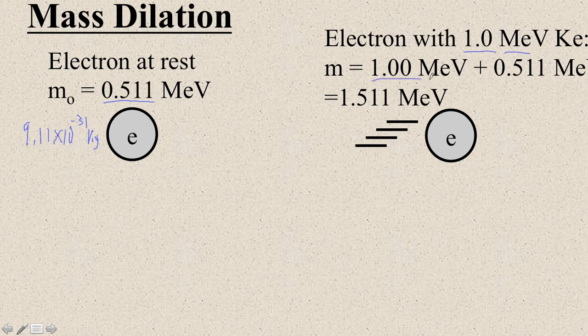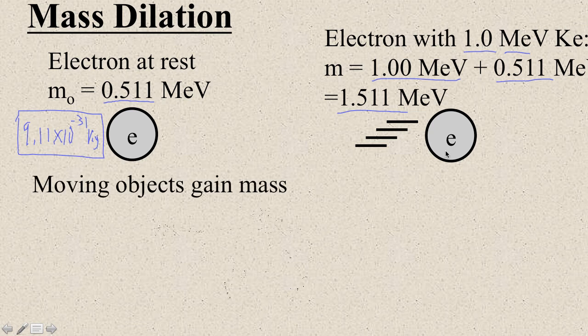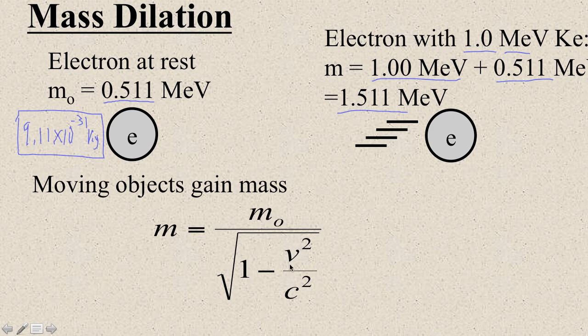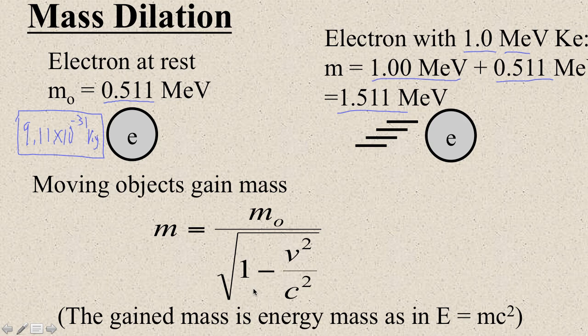Its new mass is 1 MeV of energy plus 500,000 electron volts of rest energy, the energy represented by its matter. Using E equals mc squared, its new mass is this. The Large Hadron Collider gives protons something like 7 teravolts of energy or something like that. It's just a crazy amount of energy. So moving objects gain mass. Here's the formula for it, just like time. We put the mass in there and it's 1 minus v squared over c squared. So the mass will dilate because this number here gets less than 1. And this is, of course, the energy mass that we've gained.